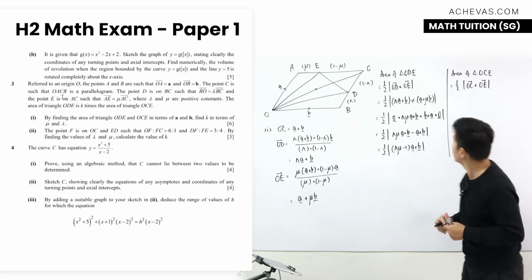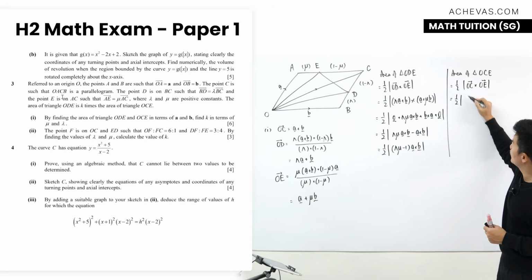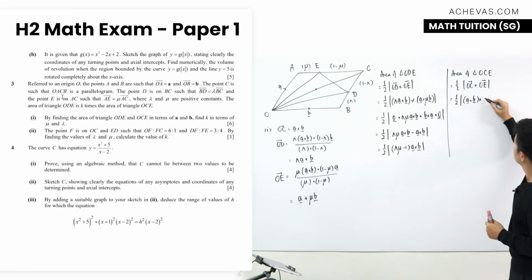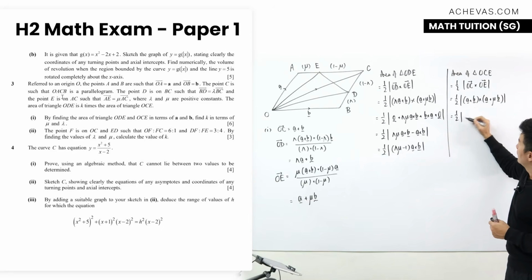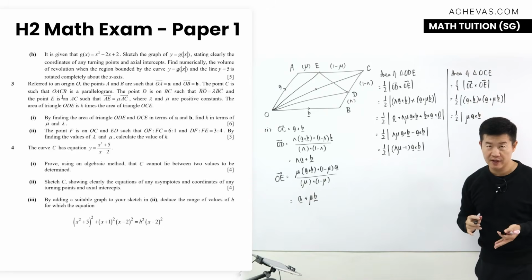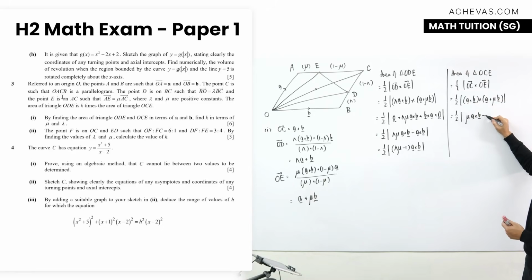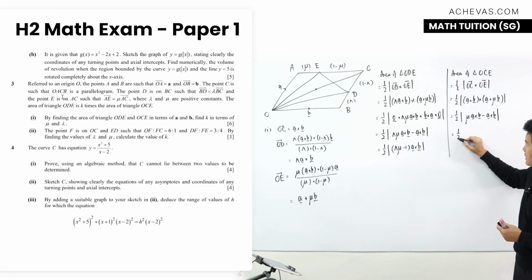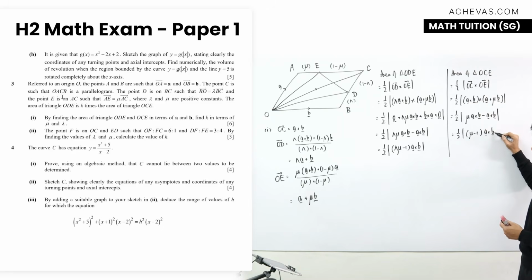So this is going to be half of OC. OC is A plus B, cross OE. OE is this, so it's going to be A plus mu B. And A cross A is going to be 0. A cross mu B will be mu A cross B. B cross A, I might as well just directly write it as minus A cross B. Then B cross B is equal to 0. We are going to stop here, which gives us half of mu minus 1 of A cross B.